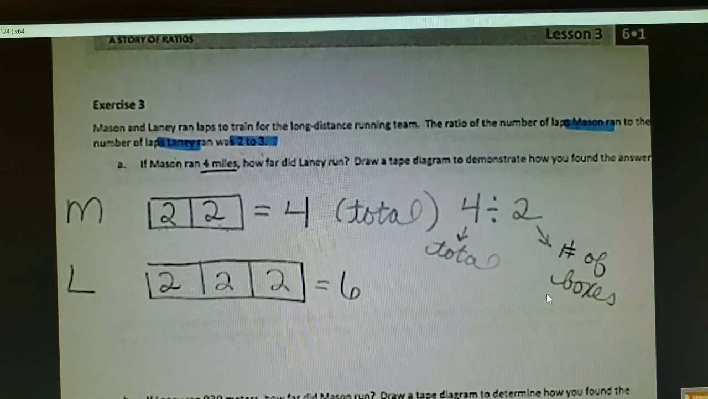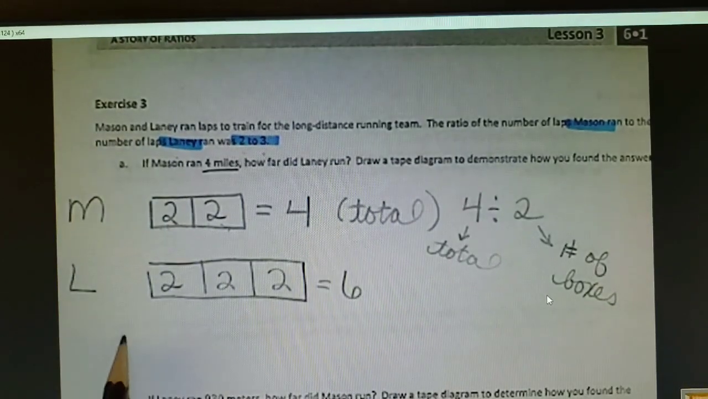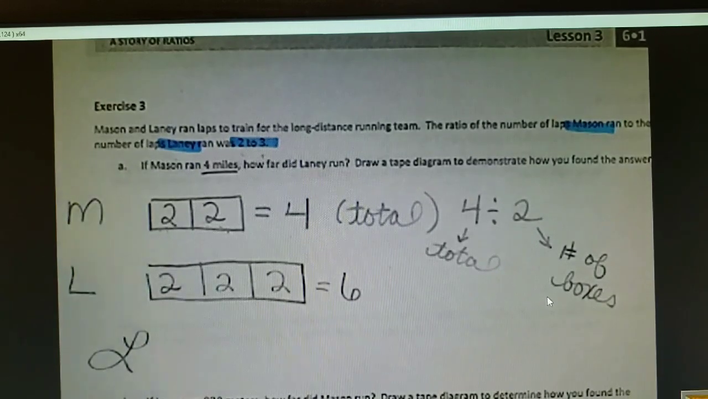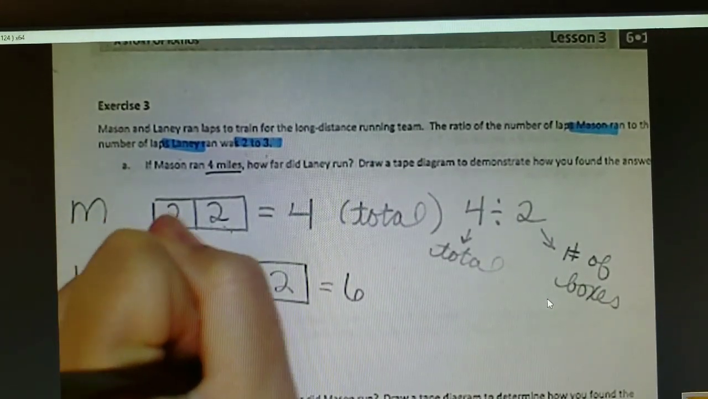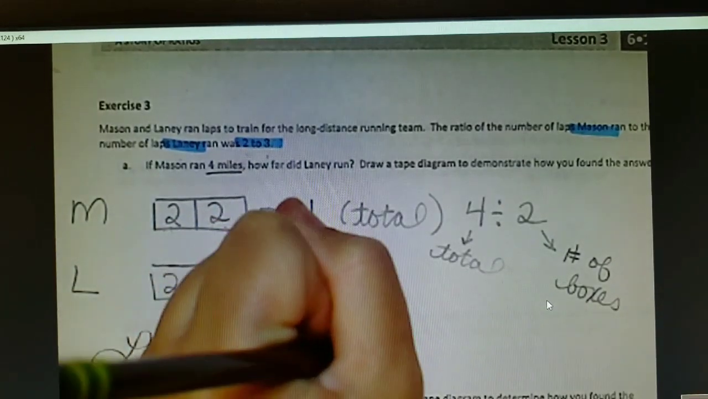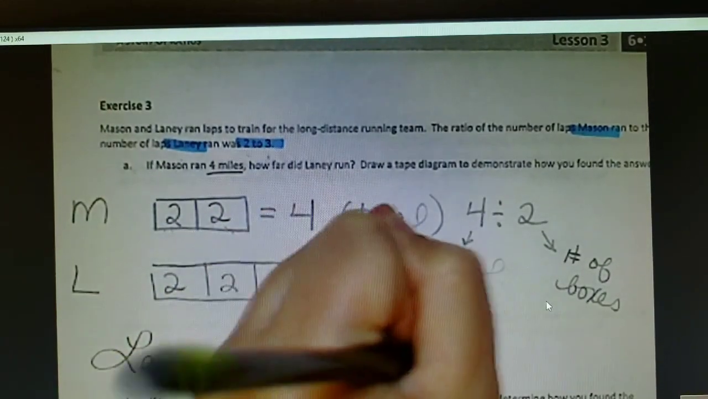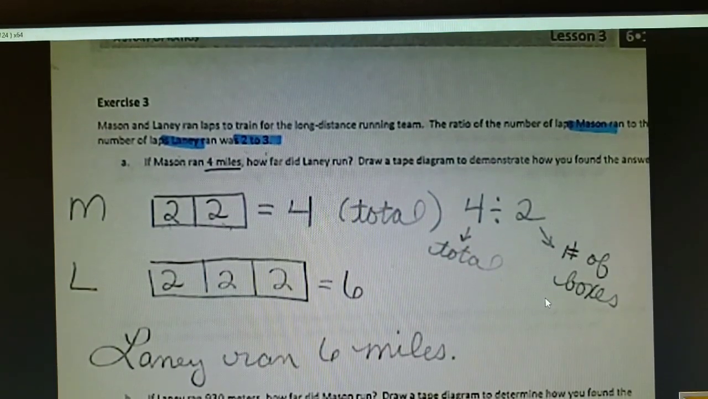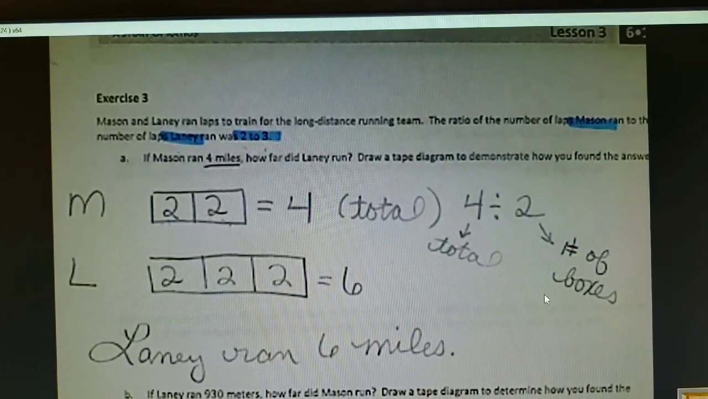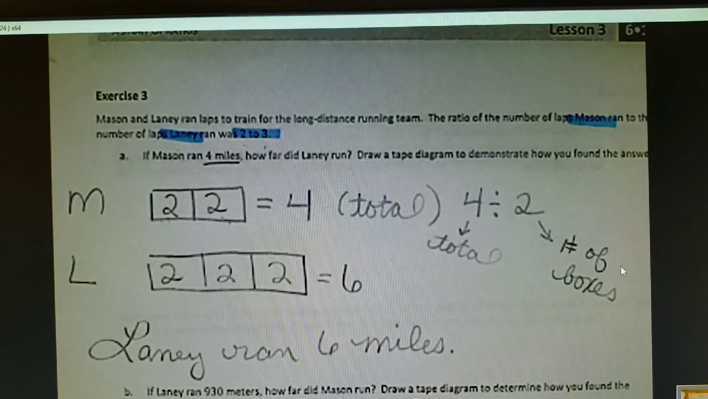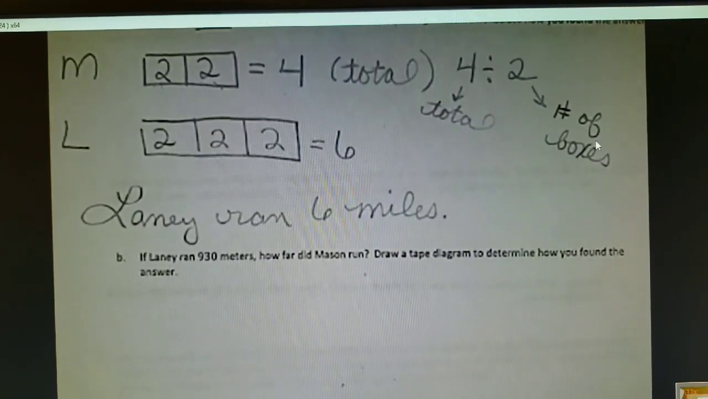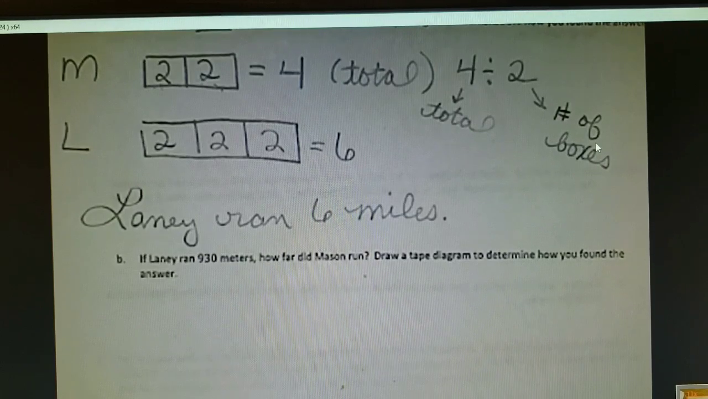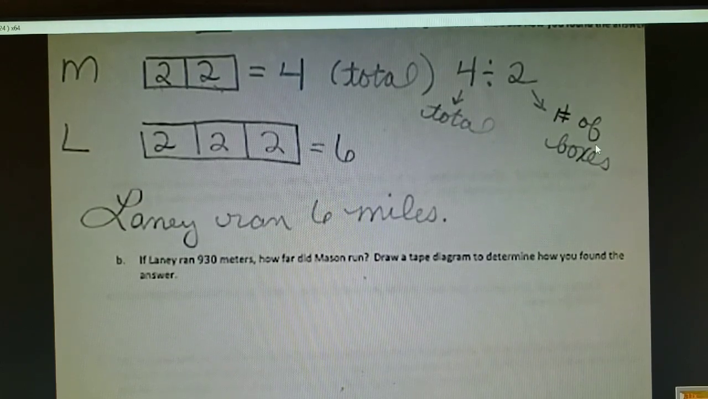Remember that in 6th grade, it gets really important that you are answering in complete sentences. So Laney ran 6 miles. Make sure we labeled that correctly, that it's 6 miles. All right, let's take a look at B. If Laney ran 930 meters, how far did Mason run? Draw a tape diagram to determine.